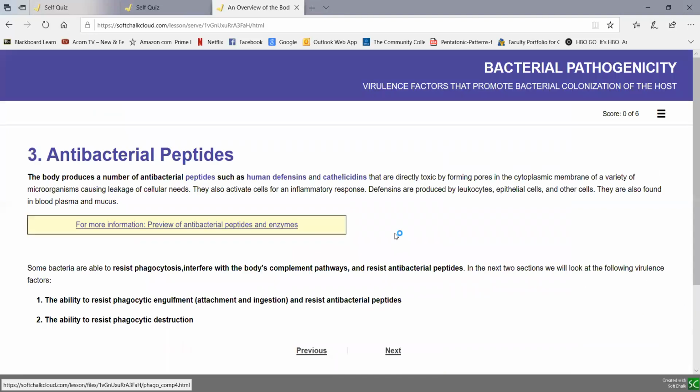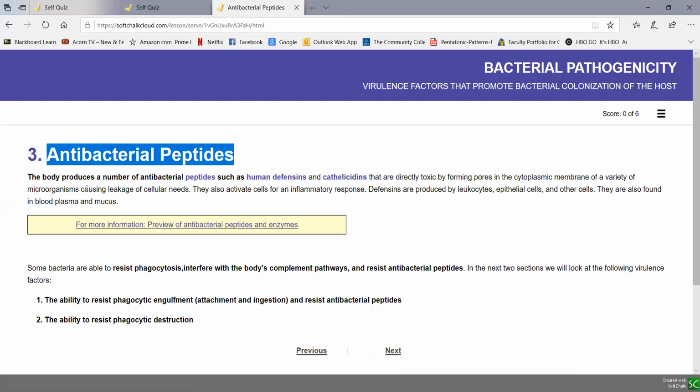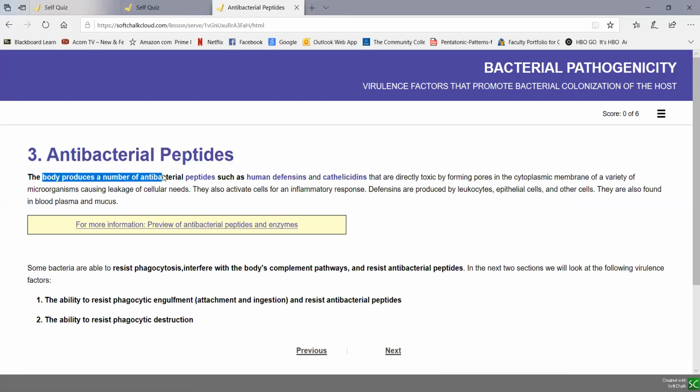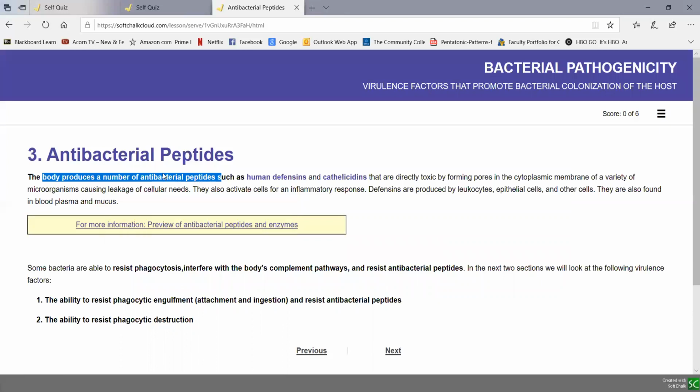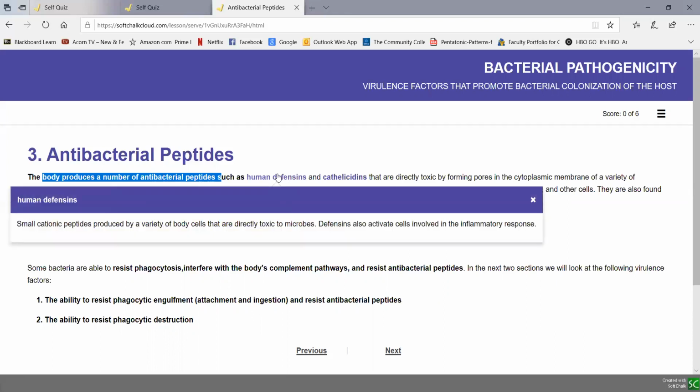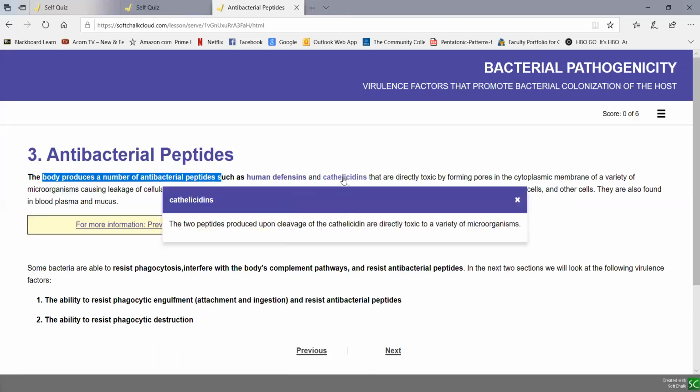Now, the final part of innate immunity we want to talk about just briefly are antibacterial peptides. The body produces a number of these antibacterial peptides. Remember, peptides are just short chains of amino acids linked by peptide bonds, but these are antibacterial in that they can kill bacteria. That includes human defenses. Defensins are very common antibacterial peptides that can put pores in the cytoplasmic membrane of a variety of microorganisms and damage them that way. Cathelicidins are another antibacterial peptide.